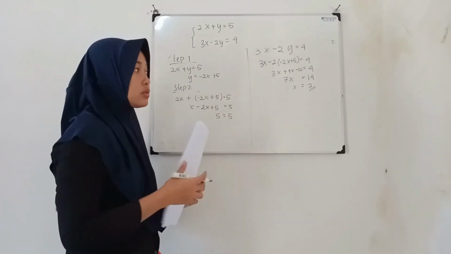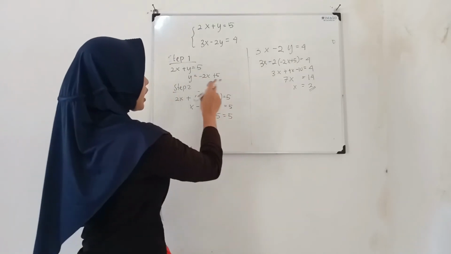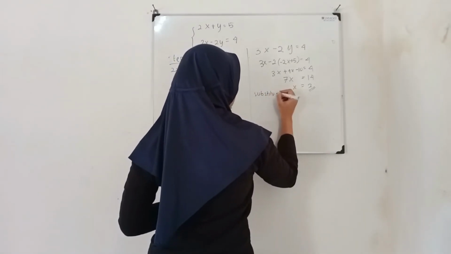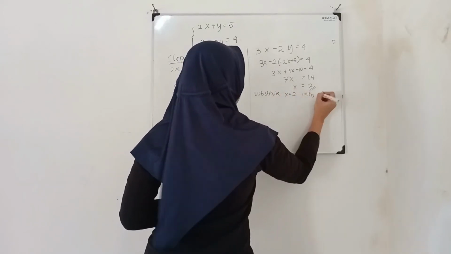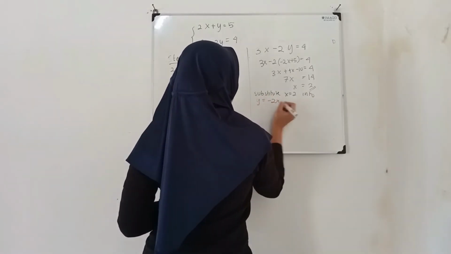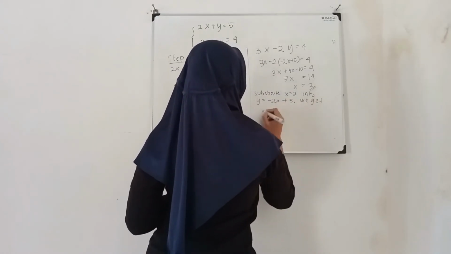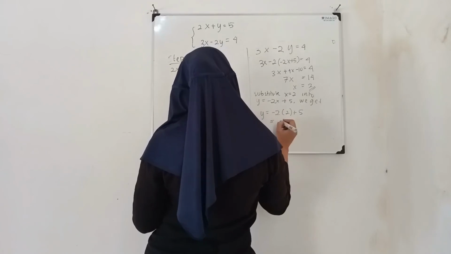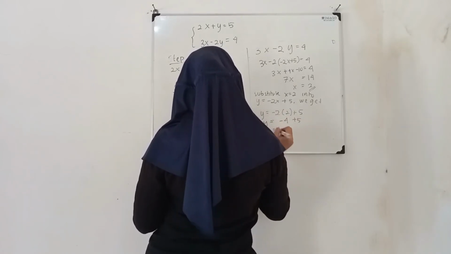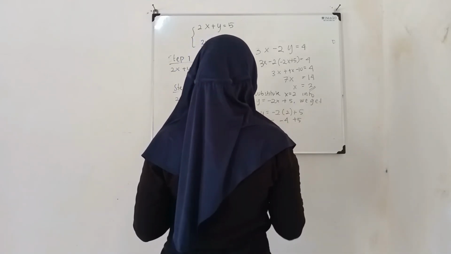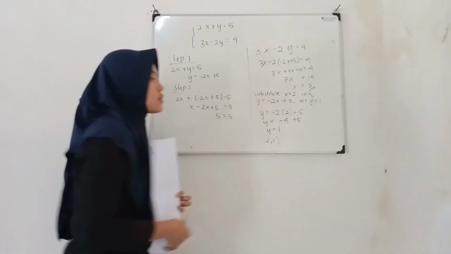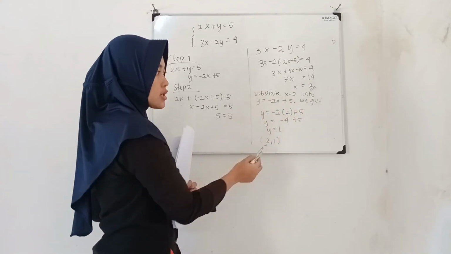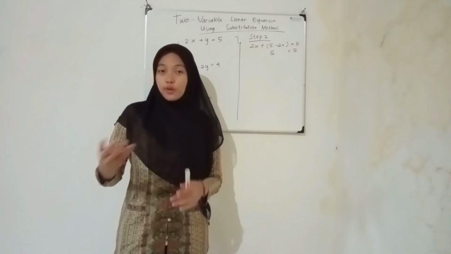Okay, then we get x equals 2, and then we substitute x equals 2 into the equation y equals minus 2x plus 5. We substitute. So the solution is y equals 1 and x equals 2, so the solution is (2, 1). Okay guys, what do you think about Nurul's answer?